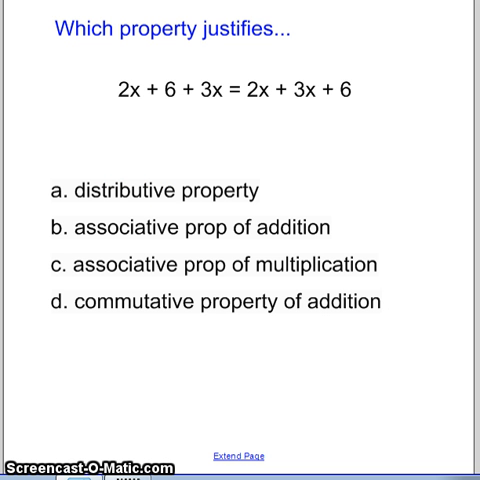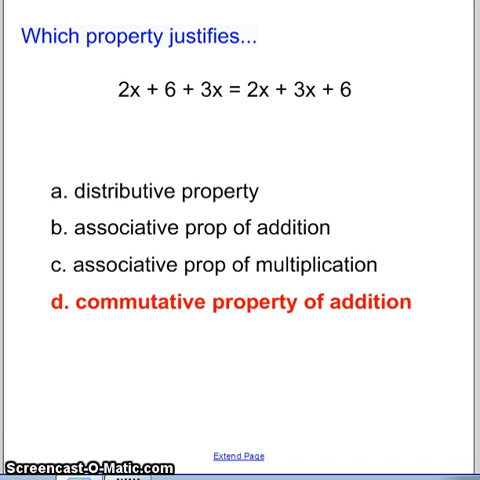In this one, we have 2x plus 6 plus 3x, and then we have 2x plus 3x plus 6. So the order is changing in the addition problem. And when the order changes, that's commutative. So it's the commutative property of addition.